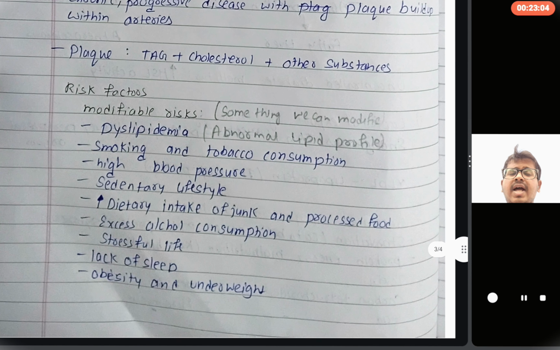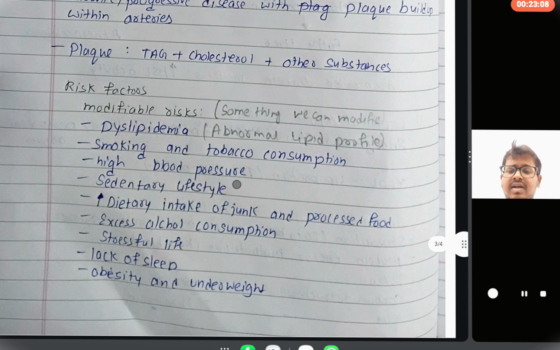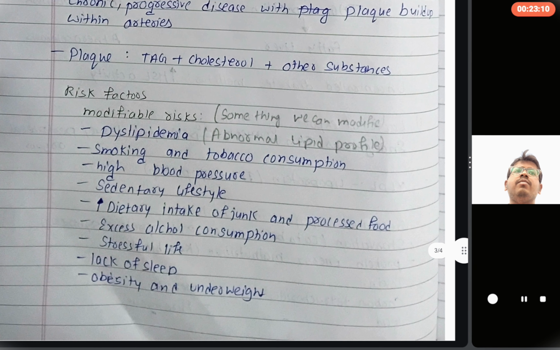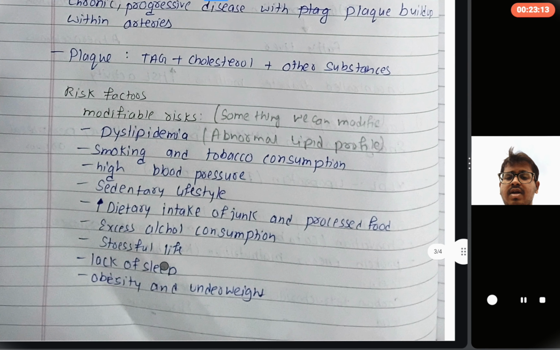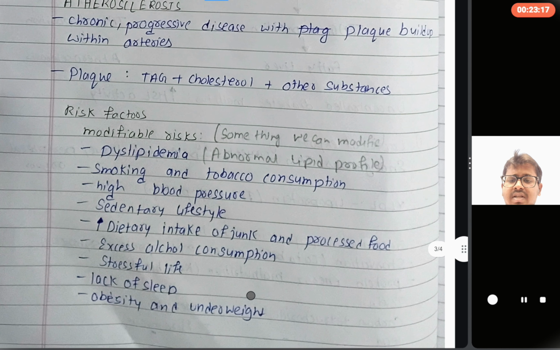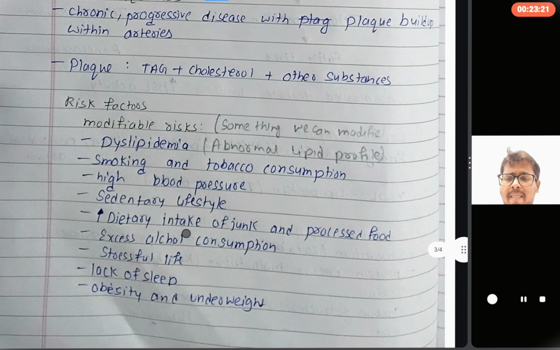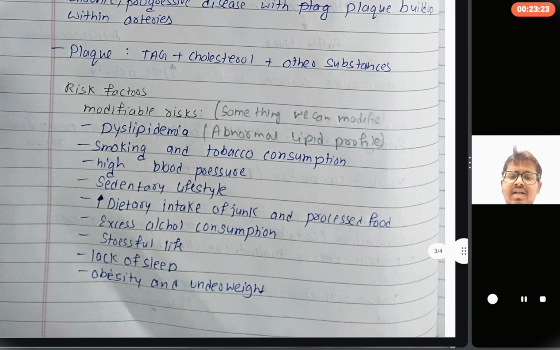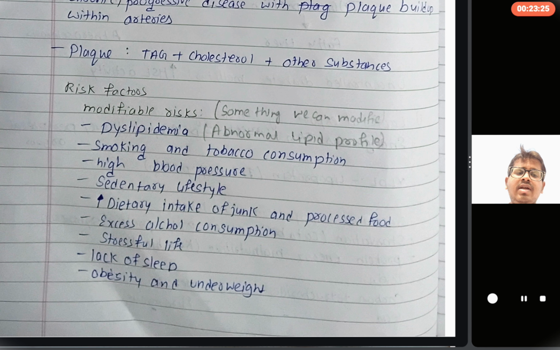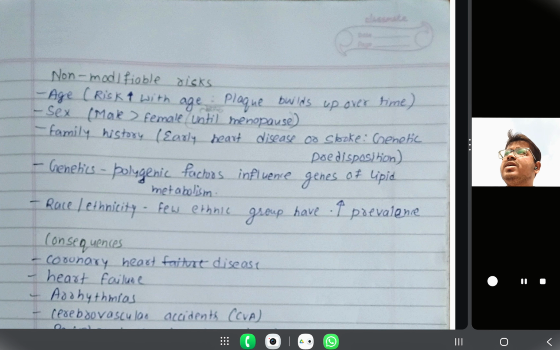There are two kinds of risk factors. Modifiable, where we can modify our lifestyle, such as sedentary lifestyle and lack of sleep. Another is obesity. If you take more junk food and processed food, so if we decrease dietary intake and junk food, then we can improve our activity. The non-modifiable factors are age, sex and family history, which we can't change.